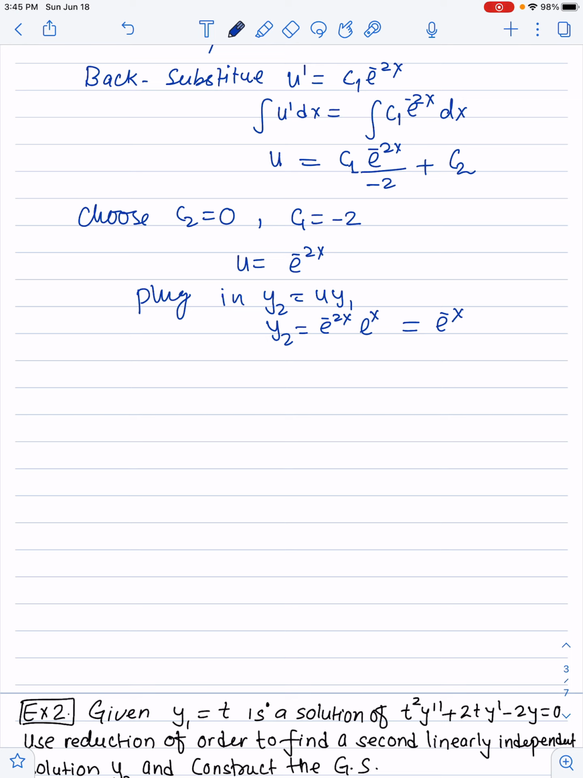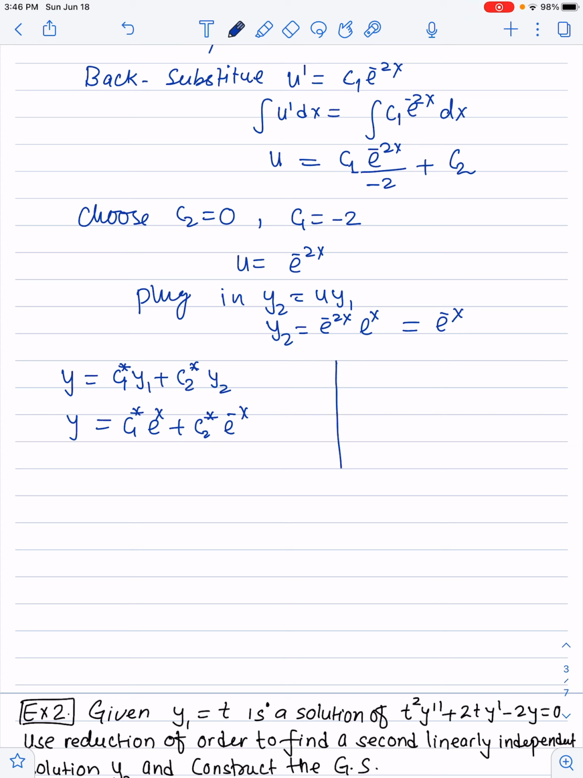So the general solution would be y equals c1. Because I have already used c1 and c2, I'm going to use other constants, c1 star y1 plus c2 star y2, and c1 star y1 is e to the x plus c2 star y2 is e to the negative x. So this is the general solution, but you can check whether these y1 and y2 are independent or not.